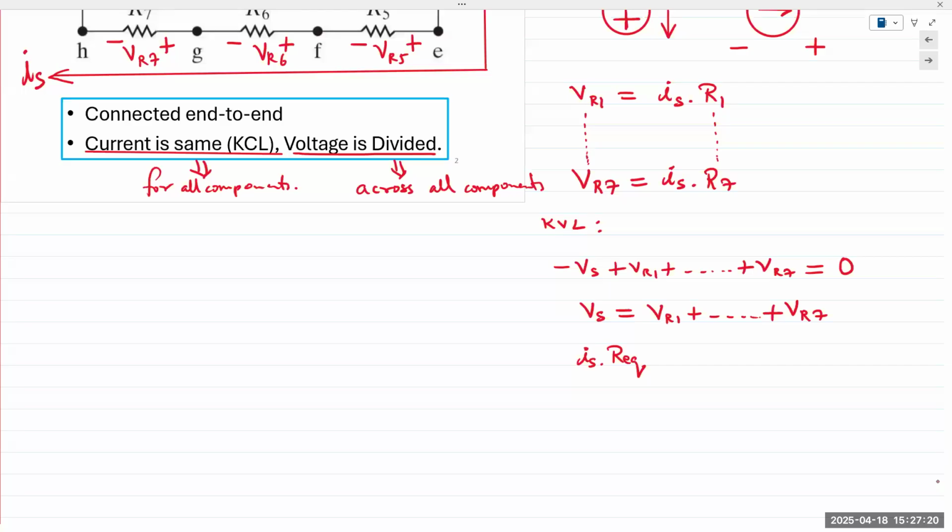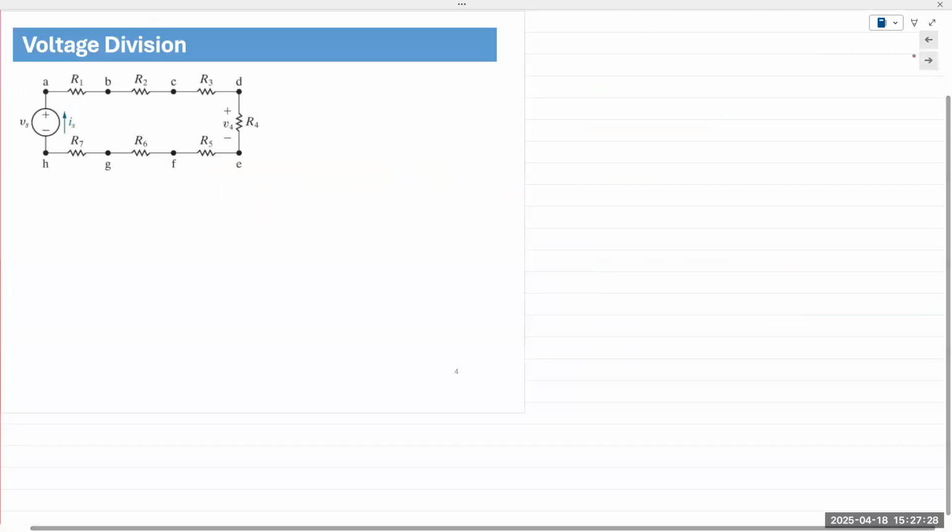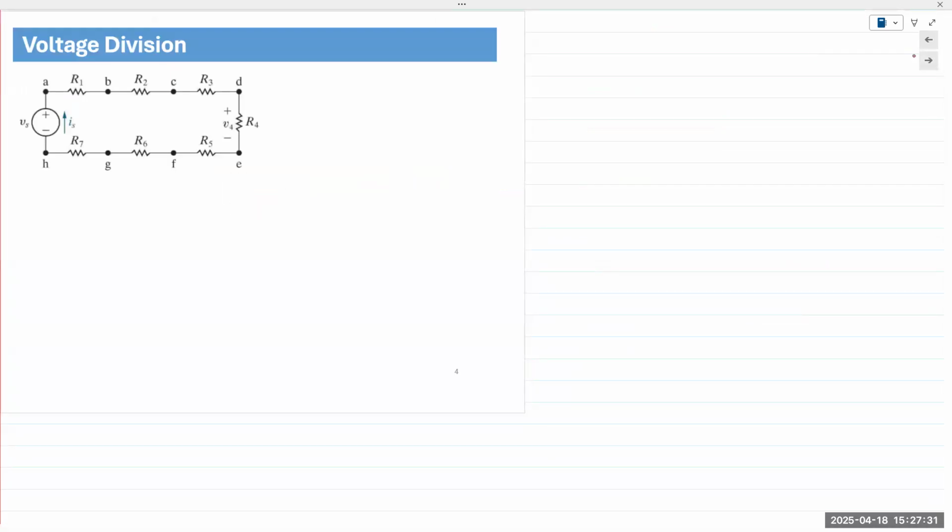So if we take this, let's just do it here on this side. So we had Vs is equal to VR1 plus VR2 plus all the way to VR7, right? Vs can be written as, from Ohm's law, Is times some Req, the total resistance as seen by the source.